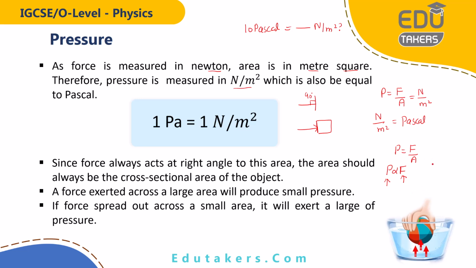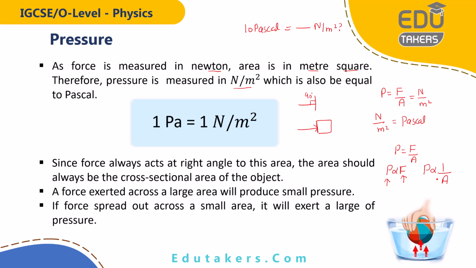Next we have to see the relationship between the pressure and cross-sectional area. According to the formula of the pressure, P is inversely proportional to the area. When there is an inverse relationship between two quantities, it means that when you increase one quantity, the other will decrease. And by decreasing one quantity, the other increases.